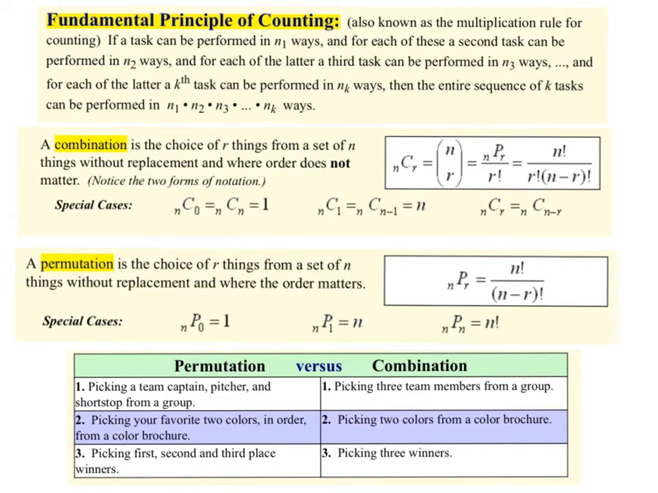So let's look at a couple differences here. Now, a permutation, you would have a team where it matters who goes where, and picking colors in order, picking first, second, third place. Combinations, doesn't matter. I'm just going to pick 3 people, going to pick 2 colors, going to pick 3 winners. So combinations are way less picky than a permutation.